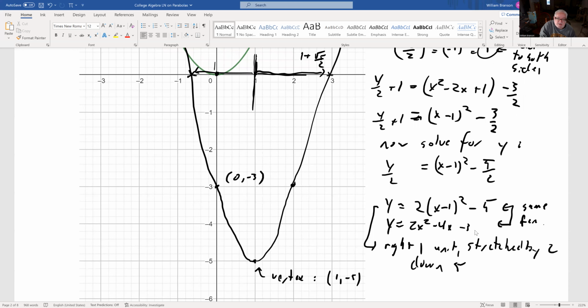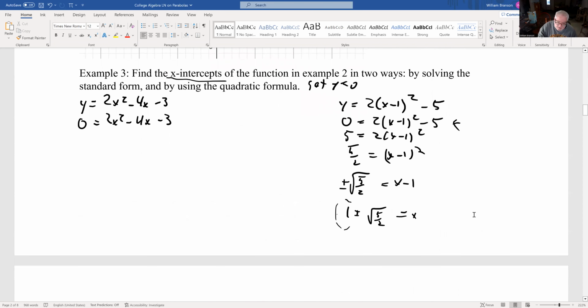Right? We take 1 and we add square root of 5 over 2 to get that one. The other one is 1 minus square root of 5 over 2. We take 1 and we subtract off the distance square root of 5 over 2 to get my x-intercepts. This, incidentally, if you ever ask for the exact form, leave it as a square root. The decimal approximations for this are 2.58, that's the plus, and minus 0.58, that's the minus.